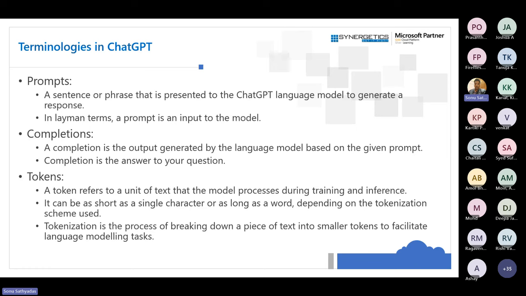Tokenization is the process of breaking down a piece of text into smaller tokens to facilitate the language modeling task. GPT uses a transformer model, which divides the given text into small tokens and assigns a weightage to them. With the help of an encoder, it processes this in a multi-layer model and then produces the response with the decoder. So the transformer model inside GPT divides the text into tokens, assigns the weightage, encodes the data, and finally produces the response by decoding it.